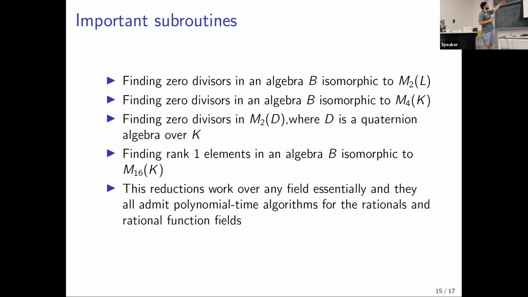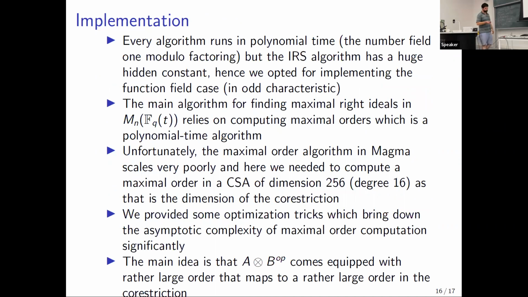And finally, this is the Corestriction step. So you need to be able to trivialize M16K. As you can see, this is probably going to be the most expensive step. We also implemented our algorithm. The nice feature of this is that it doesn't really treat FQT or Q in a different manner. It's a framework that works for all of them. But for implementation choices, we chose to implement the FQT version.